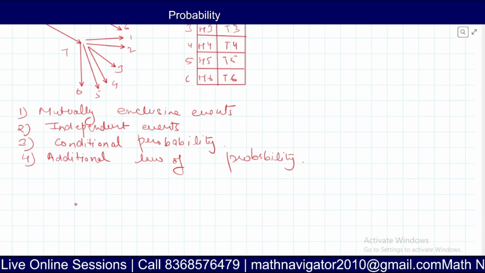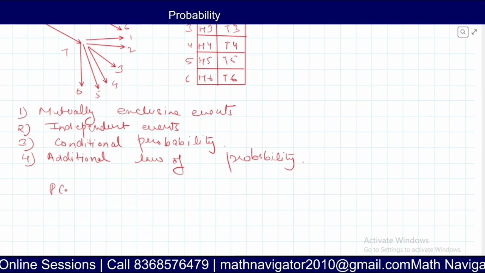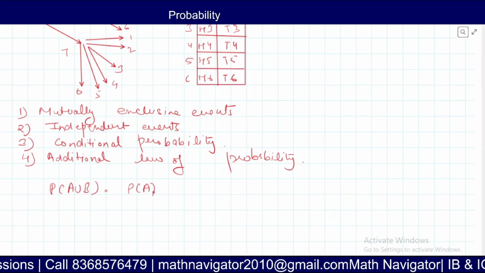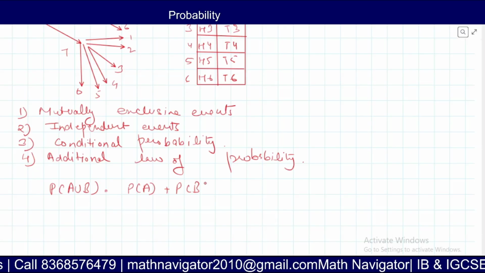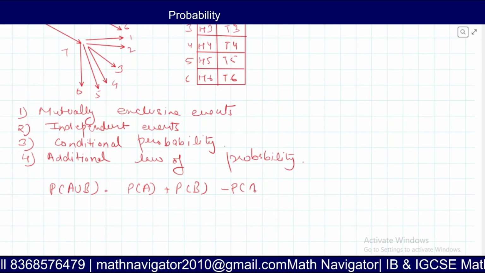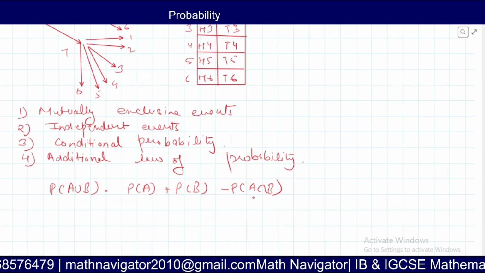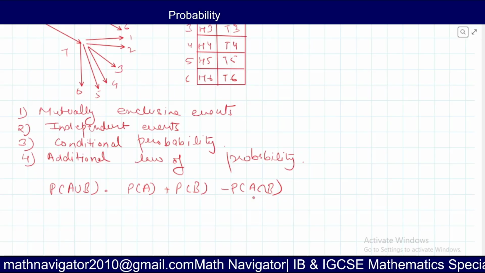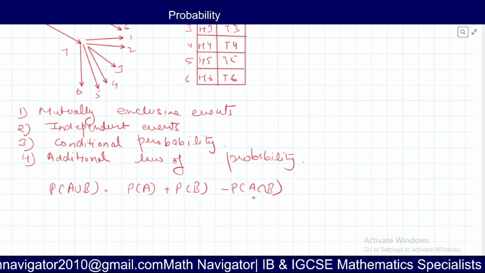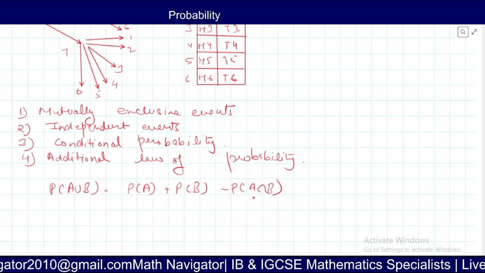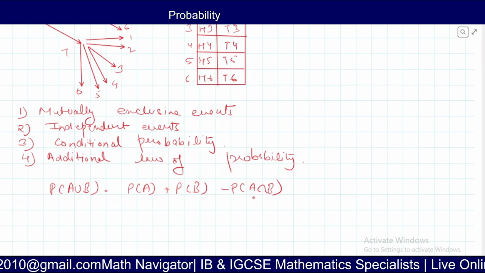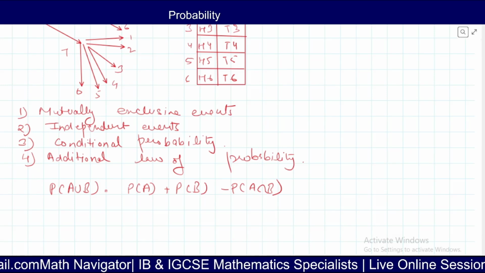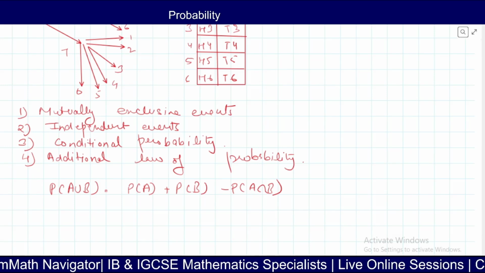The addition law of probability says probability of A union B is equal to probability of A plus probability of B minus probability of A and B. These things you have already done in the sets, but I have made one separate video on sets which you can see. You can do some questions on the sets, then you will become better, right? So this is the addition law of probability. Got it?